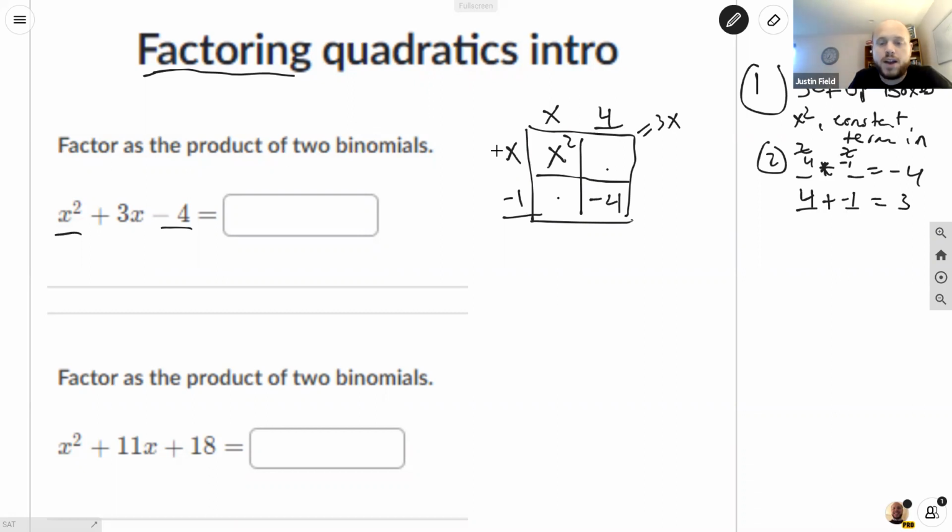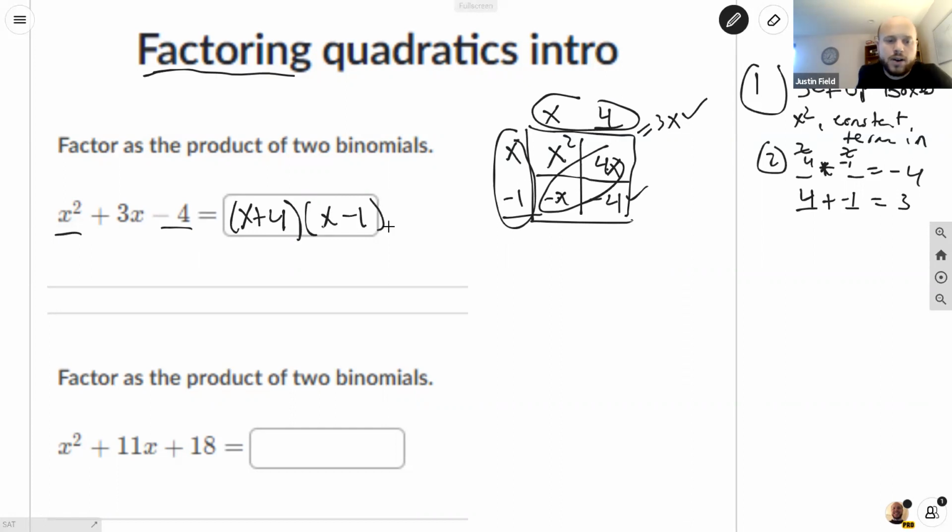It wouldn't matter. Then I always like to multiply through to check. So this would be negative x. This would be 4x. And do they combine? Yes, they do. Check. Do they multiply? Yes, they do. Check. So that tells me that this thing factors into x plus 4 and x minus 1.